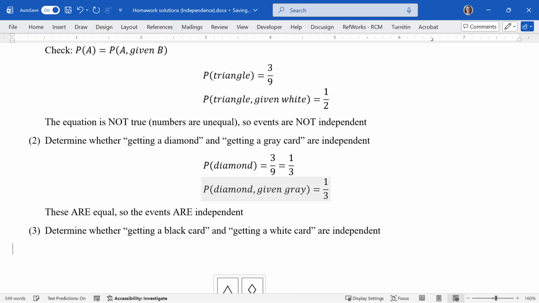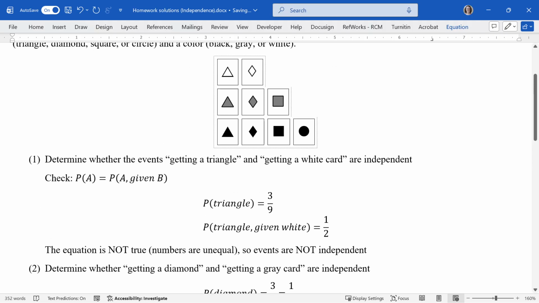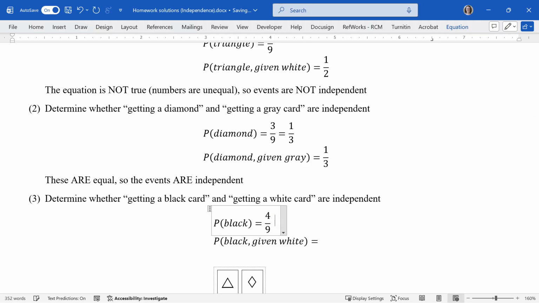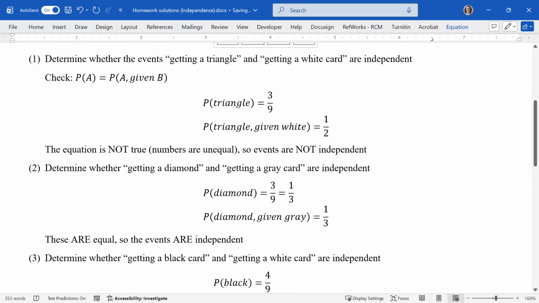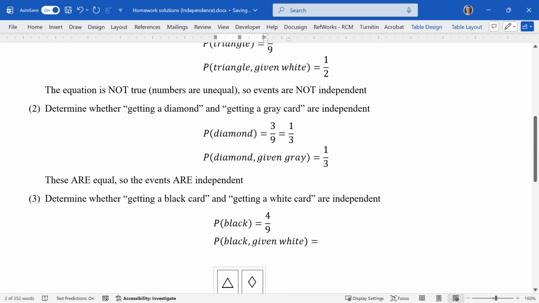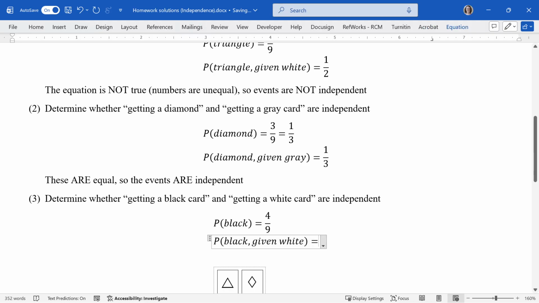We can check with the equation as well. Probability of getting a black card versus probability of getting a black card given that it's a white card. The probability of getting a black card is 4 out of 9. Now, what's the probability that you get a black card given that it is a white card in the same card? It's not possible, right? There's no white cards that are black cards. Not in this deck of cards. You can invent one that's like that, but this deck of cards does not have it.